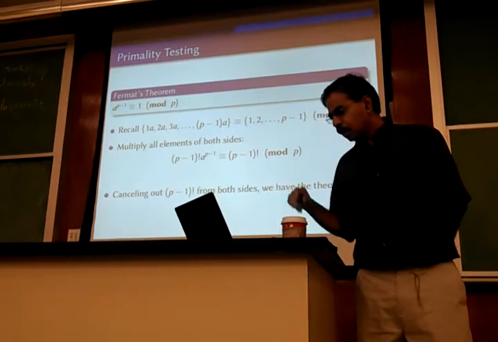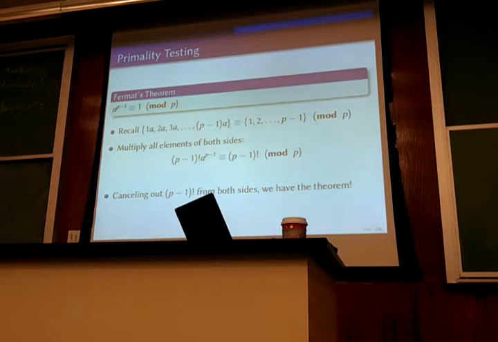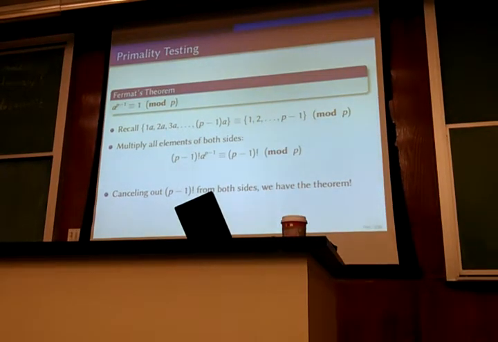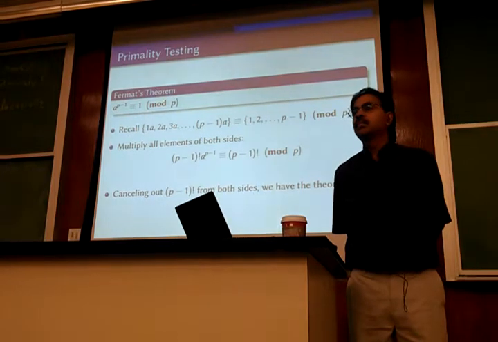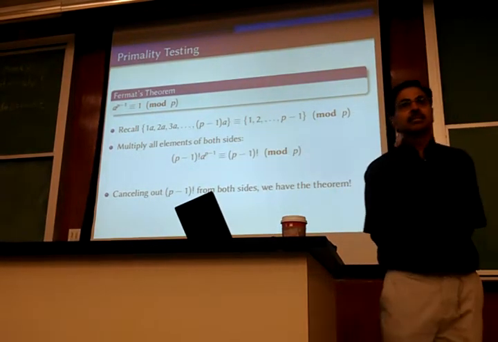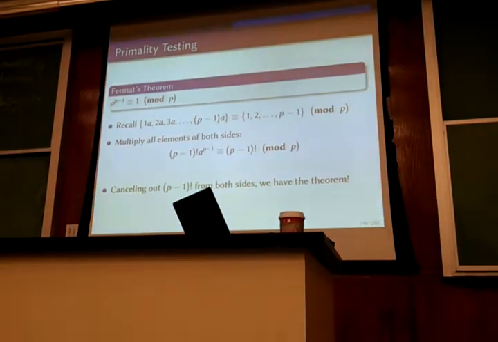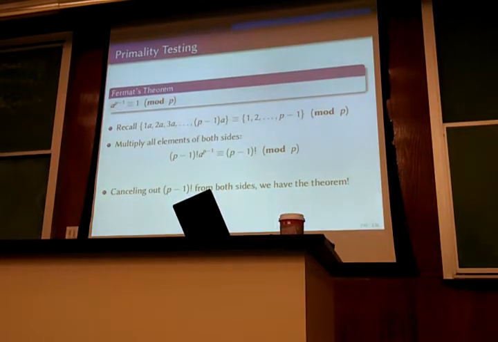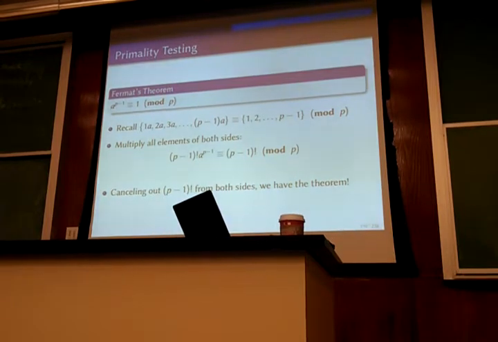Now, how can you use Fermat's theorem to develop a probabilistic way to figure out whether something is prime or not? Fermat's theorem tells you that if a given number p is prime, then if you do this computation, it should result in a value 1, correct?